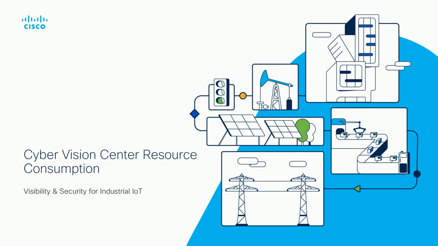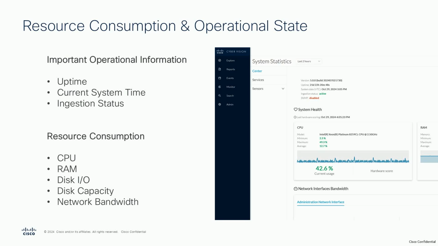We will have a look at the resource consumption and operational status of a Cybervision center, and explain the necessity to monitor and control the information provided. There is important operational information provided by your Cybervision center from which you can determine if things are functioning well. Let's go step by step.